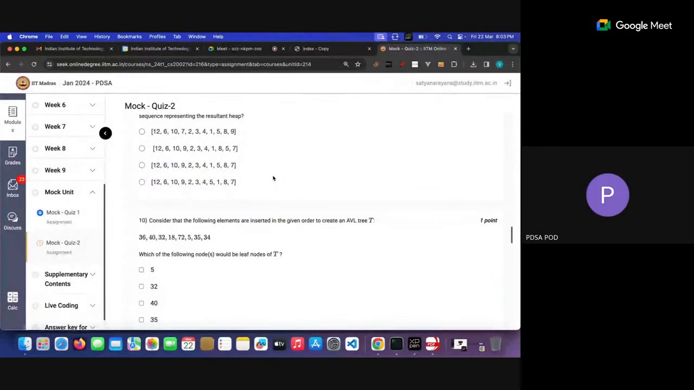So let me start the quiz revision session. This is the 7th and 8th mock questions which we'll discuss, and some more questions from the old papers are with me. I'll try to discuss them along with the concept behind them. If you want to solve a particular question, what concept is behind it? Let me start from the 10th question.